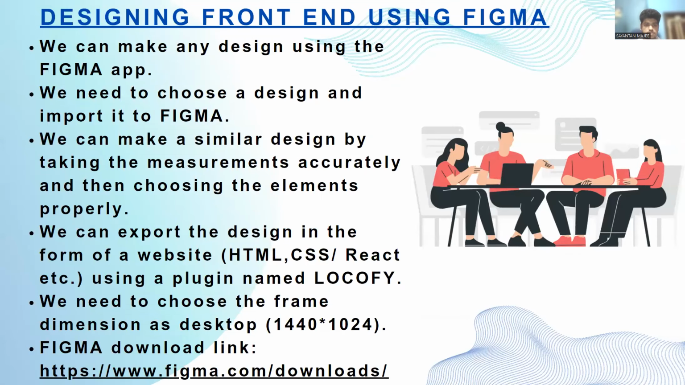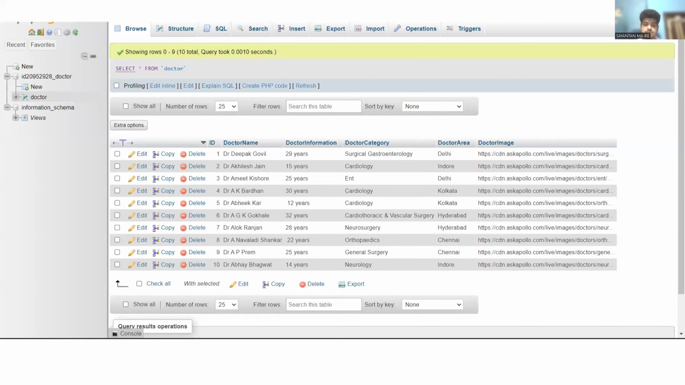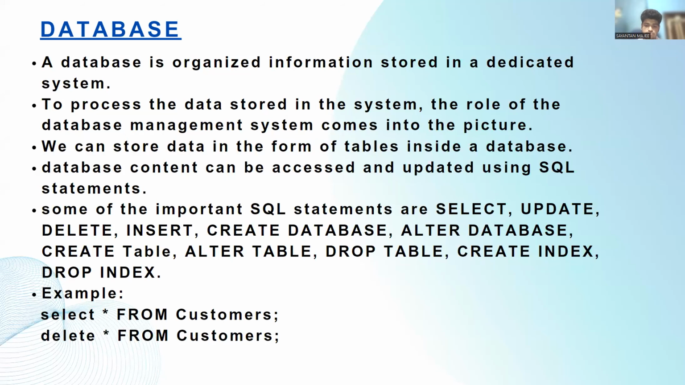Now, the database. A database is a collection of organized data kept in a specific system. The database management system's function is to process the data that has been stored in the system. Within a database, data can be stored as tables. SQL statements can be used to access and modify database content.